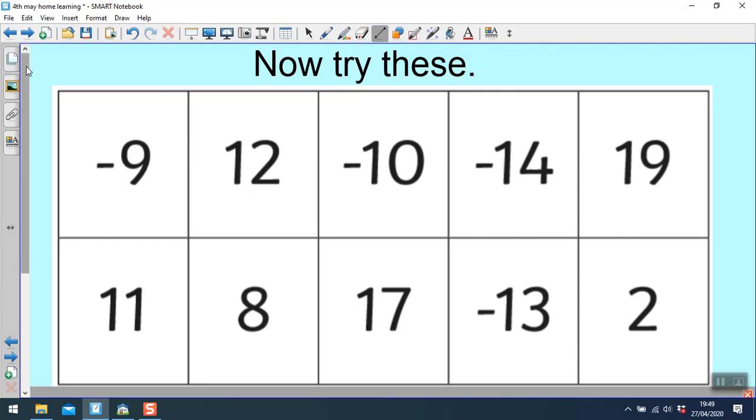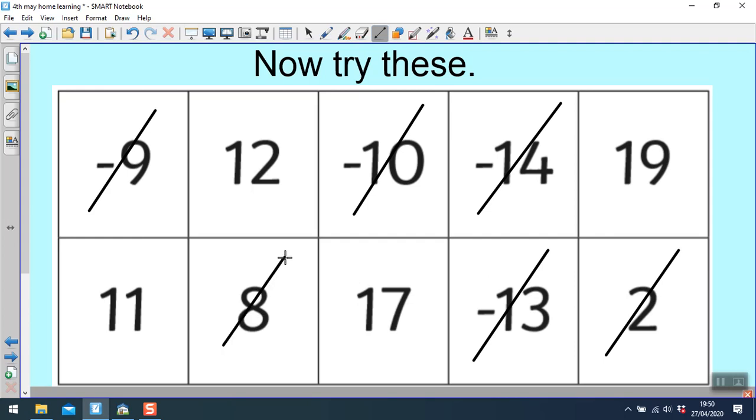Now, same task again, but they're all different numbers. Pause the video while you write these numbers on some paper and then move them around until they are in the right order. So for my smallest number, I'm looking for a negative number that's furthest away from 0. So negative 14, negative 13, negative 10, negative 9, and then on the positives, 2, 8, 11, 12, ooh, nearly missed one, 17, and 19 is the biggest number.